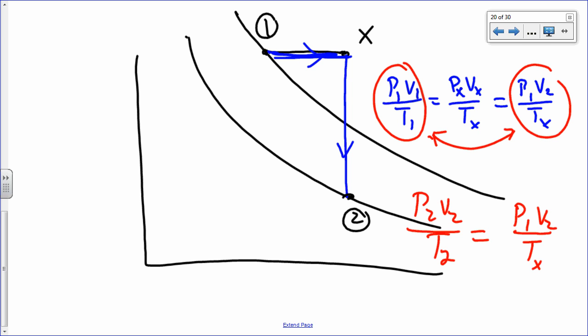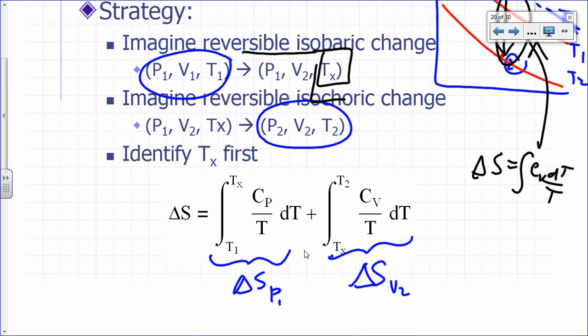Remember, for an ideal combined gas law, PV over T is a constant for an ideal gas. So either way, you can solve for your Tx. So you solve for Tx first. Identify your Tx first, and then you can do an isobaric and then an isochoric reversible process, a sequence of those two processes, and add up the delta S for each one of those.